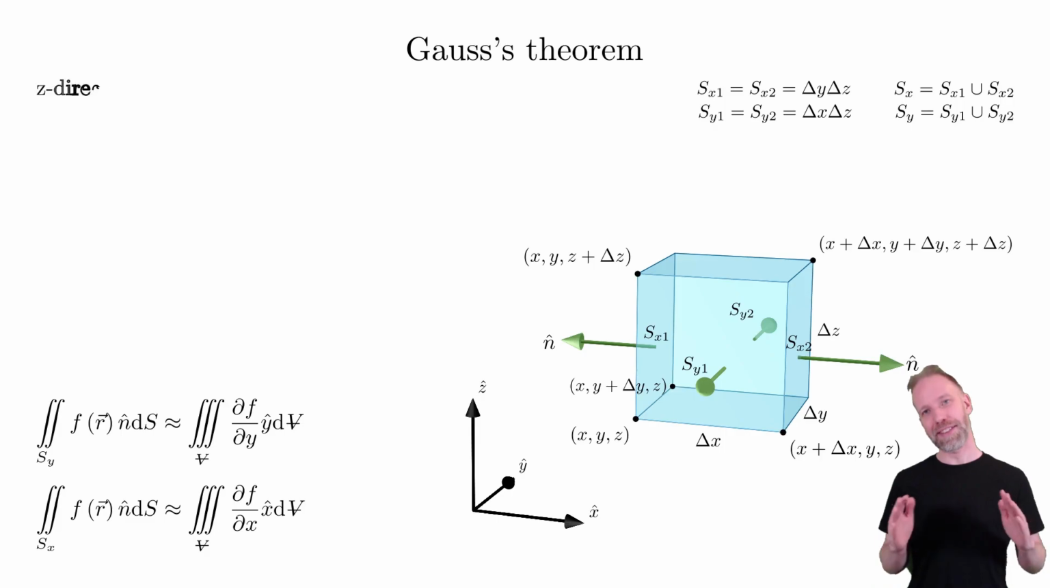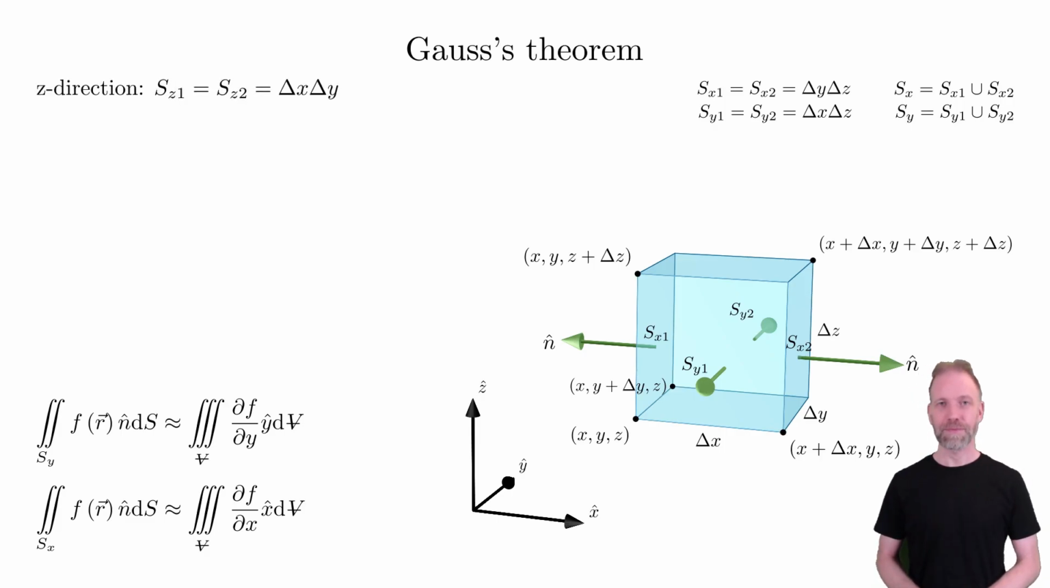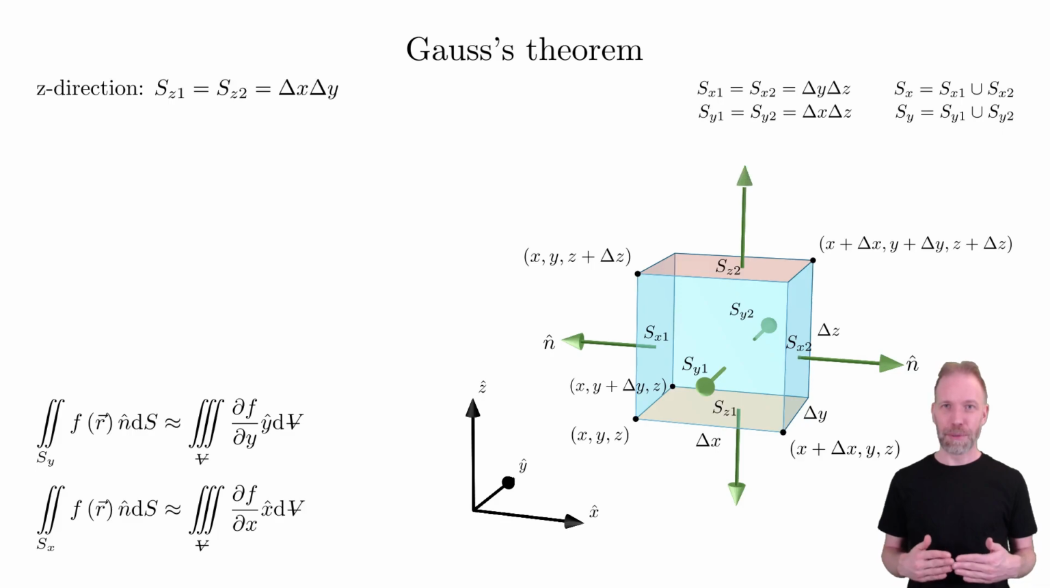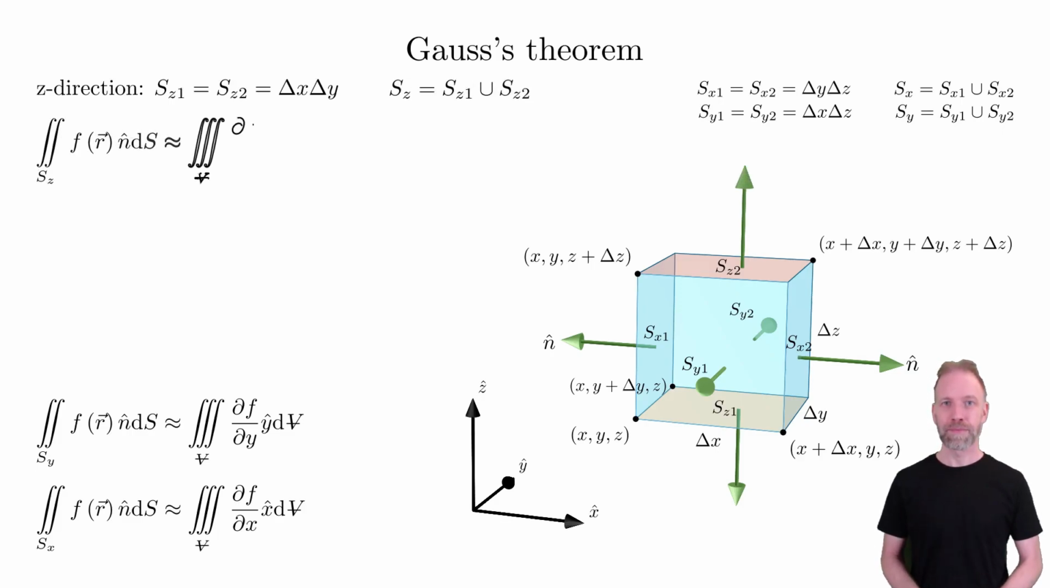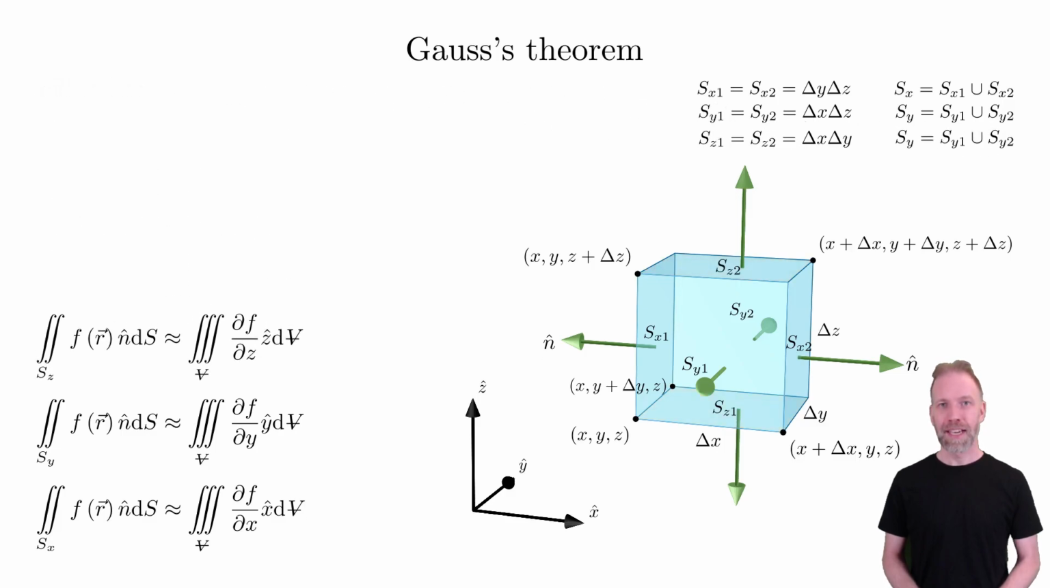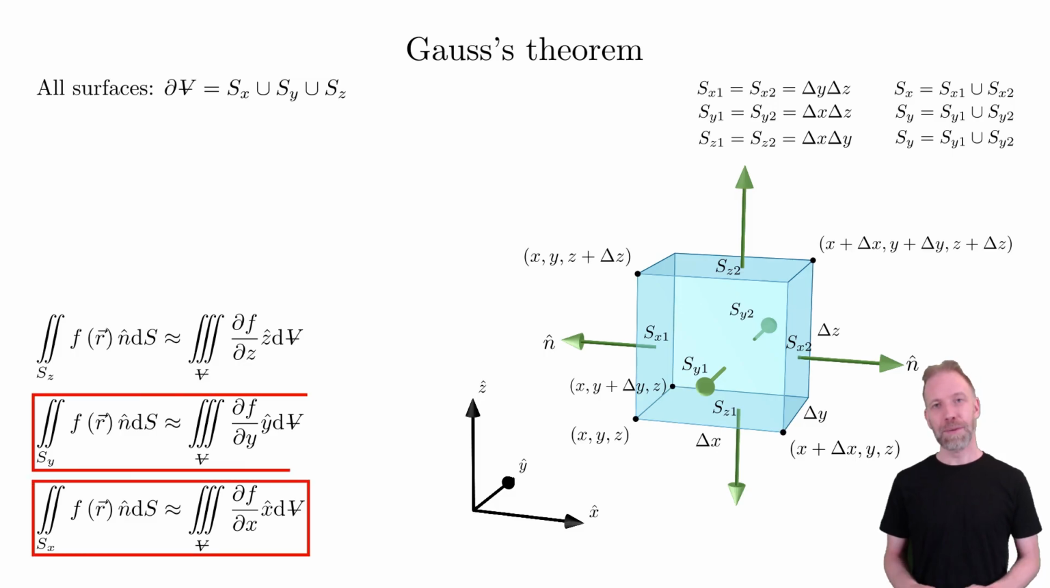Finally, we have the z direction. The same pattern will repeat again. Hence, I will jump directly to the end expression, and we see that we get a partial derivative with respect to z now. The next step is to combine all 6 surfaces into one integral. Simply add them together.